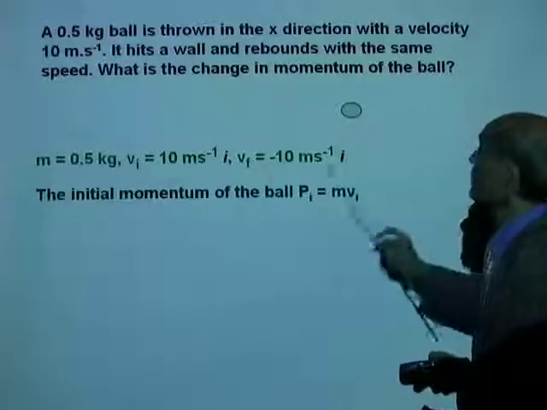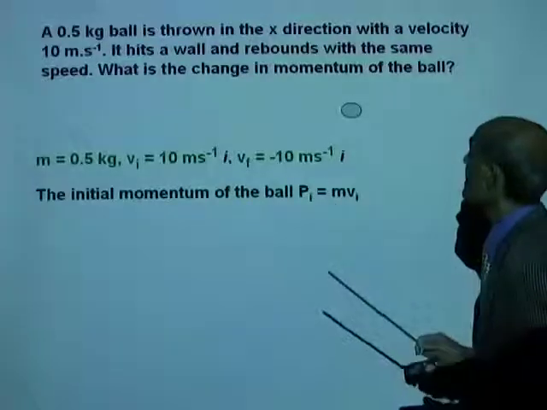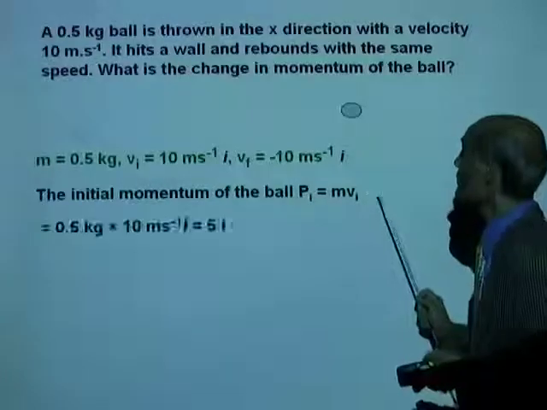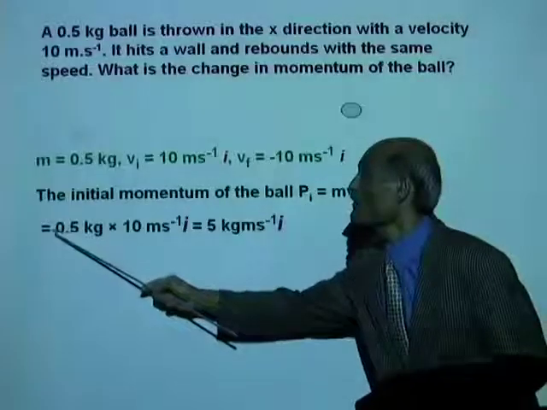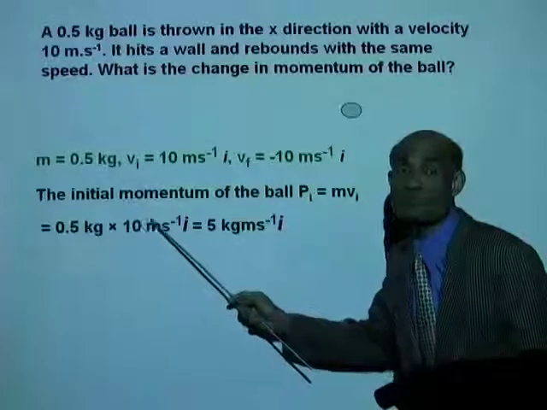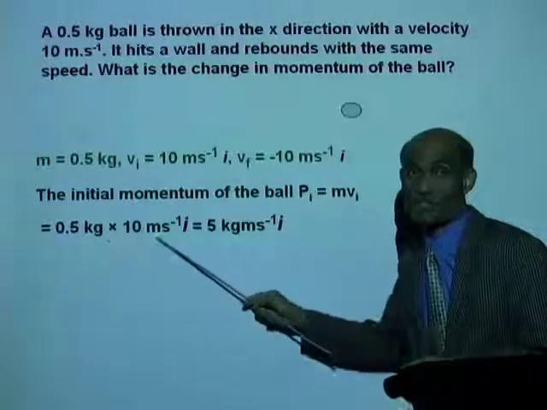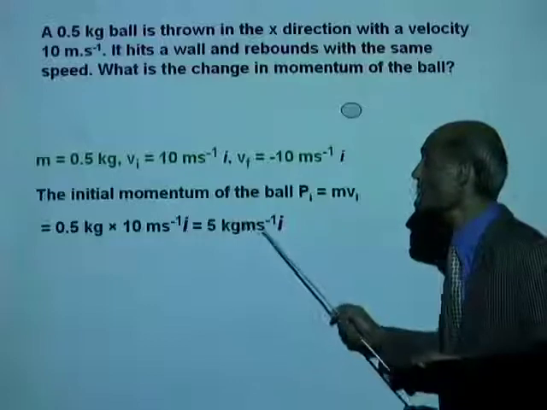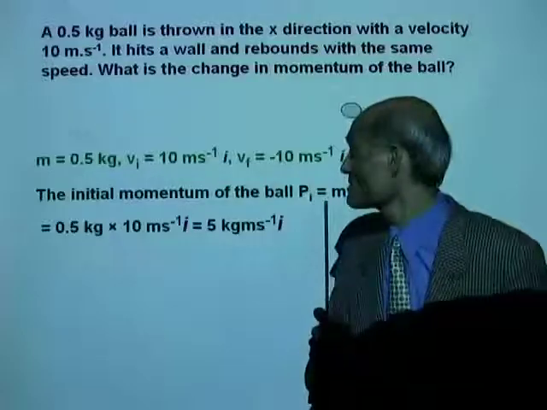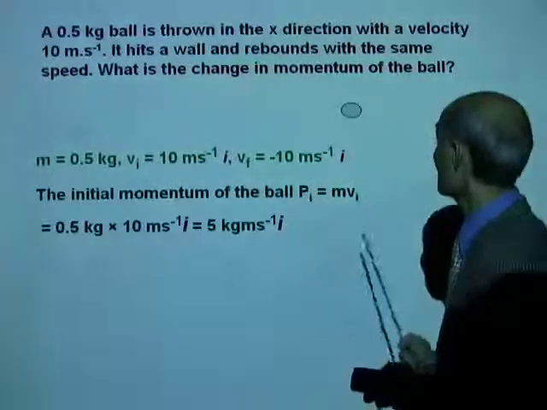Alright, now the initial momentum of the ball is Pi equal to mvi. Is that right? Mass times initial velocity. That will be, mass is 0.5 kilogram. Initial velocity is 10 meters per second i. I hope you now understand this in the x direction. And that is 5 kilogram meter per second i. The initial momentum is 5 kilogram meter per second in the positive x direction.